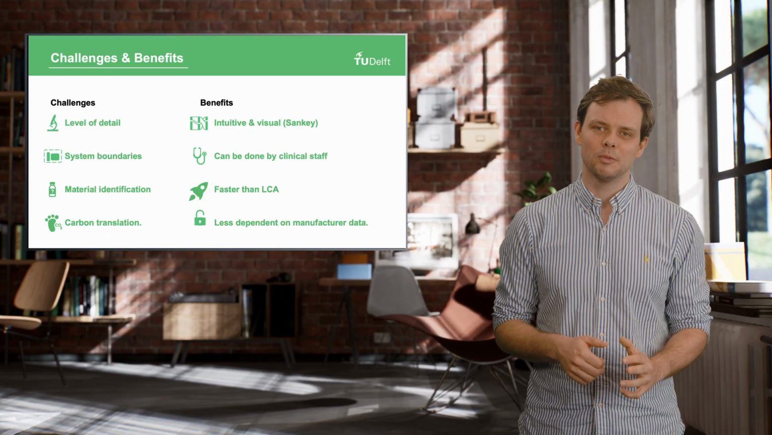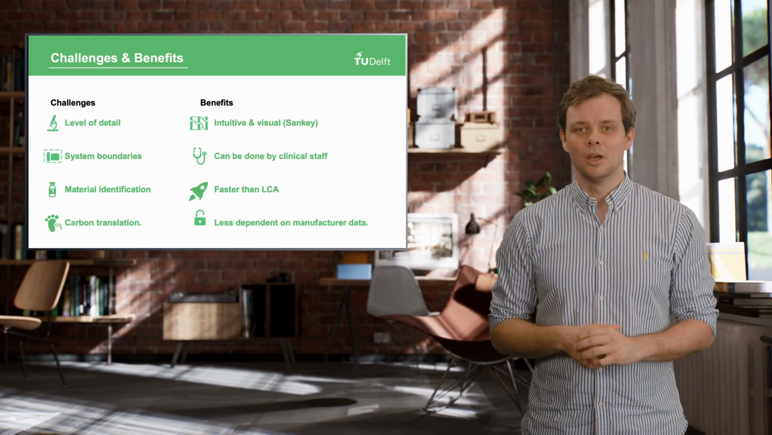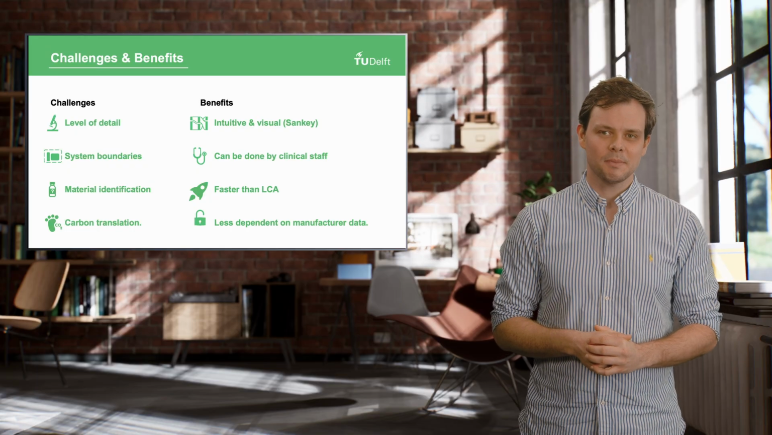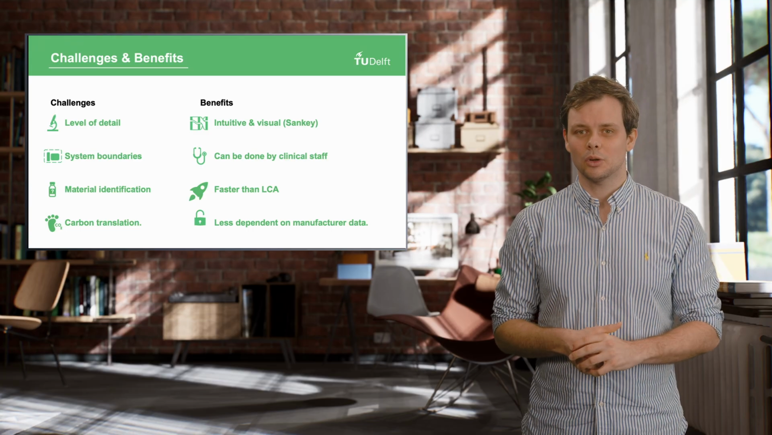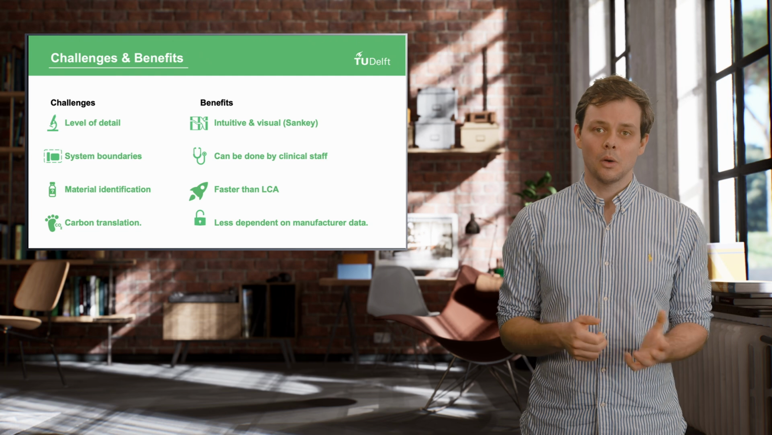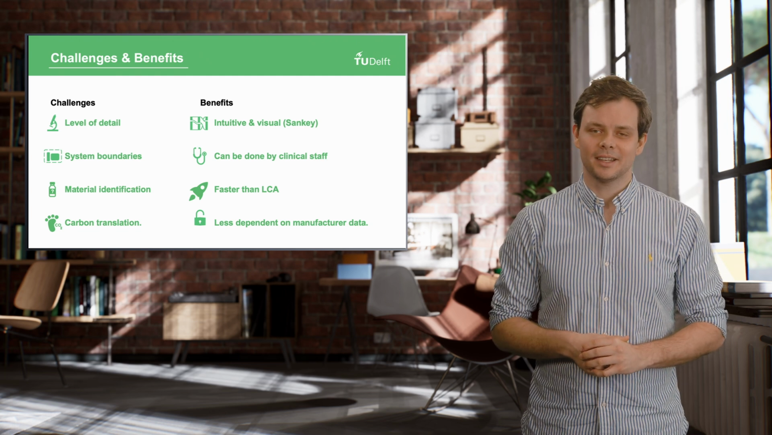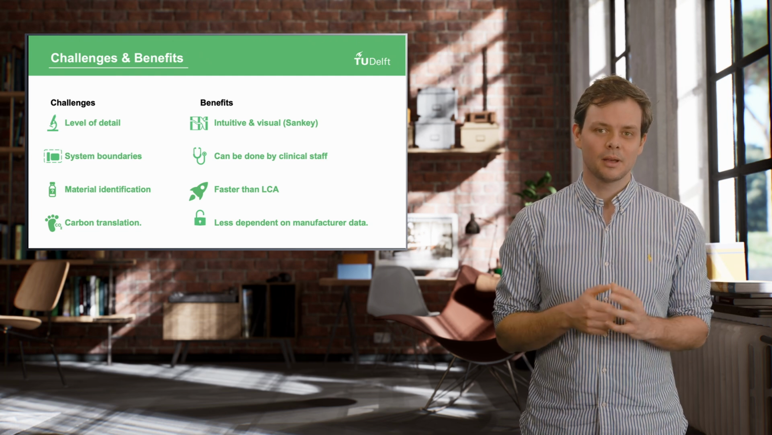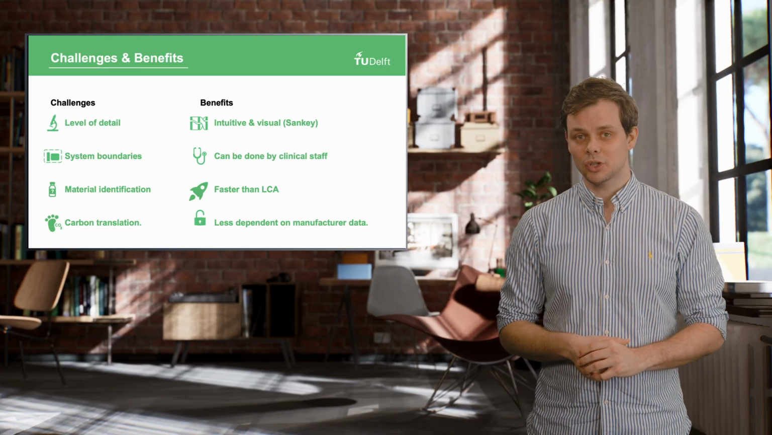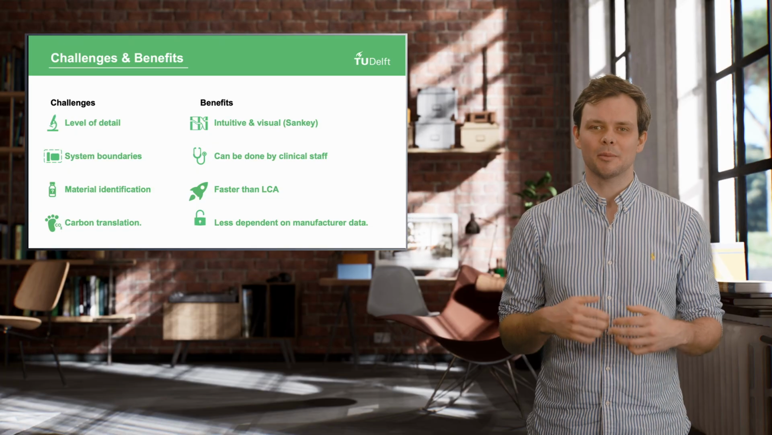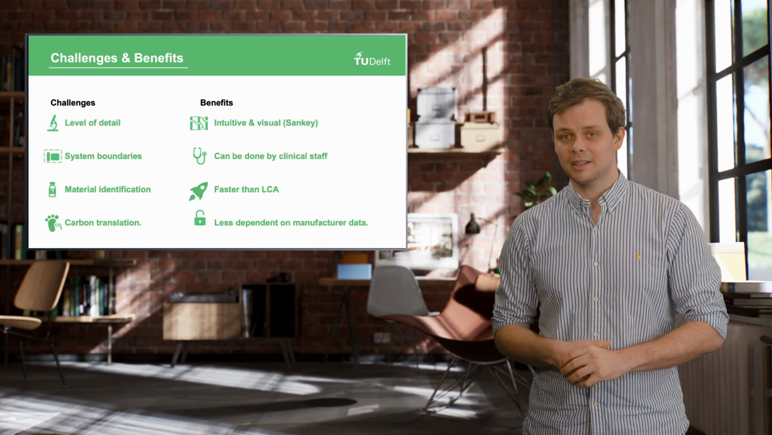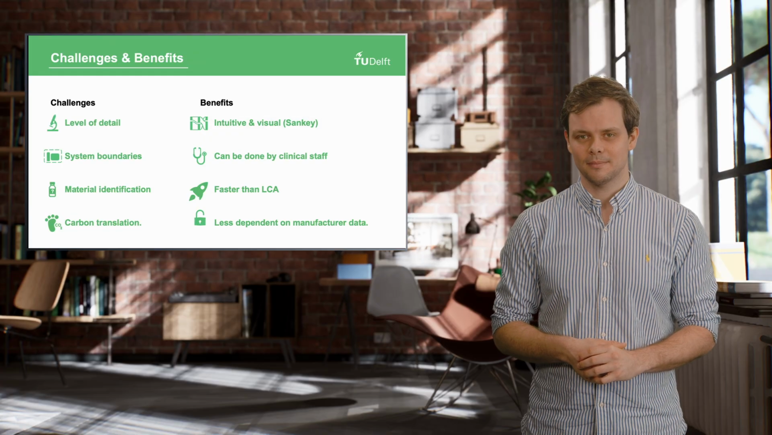Then we move on to material identification. You often won't know exactly what type of material or product or its packaging is made of. To figure this out, you might have to contact the manufacturer, look for a material passport, or use specific scanners. Or sometimes just resort to feeling and experimenting with the material. Carbon translation. MFA measures mass, usually in kilograms or tons. If your ultimate goal is to find your carbon footprint, you will eventually have to map these weights to carbon conversion factors, which adds another layer of complexity.